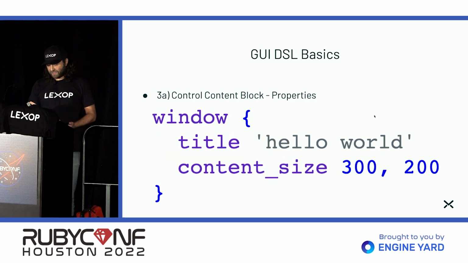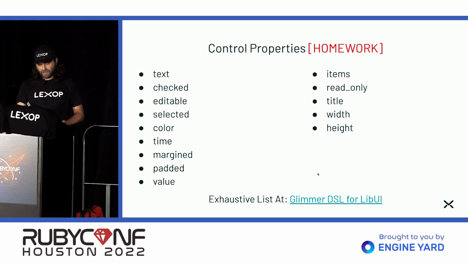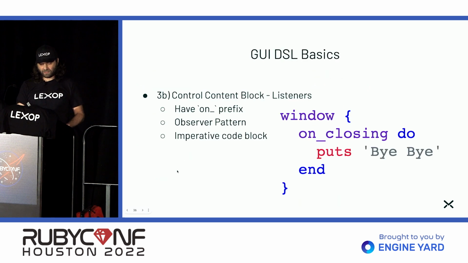So as far as properties, you can have things like the title of the window or the content size. And there's a whole list of properties. And again, as part of homework, please go check out the exhaustive list of properties at the Glimmer DSL for LibUI webpage. Properties include things like selected, like the color for a color button, like padded, whether a box is padded, etc.